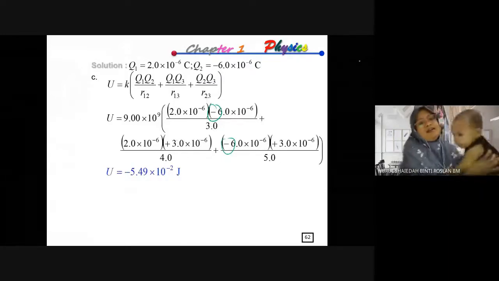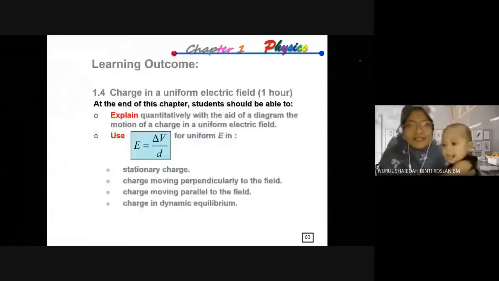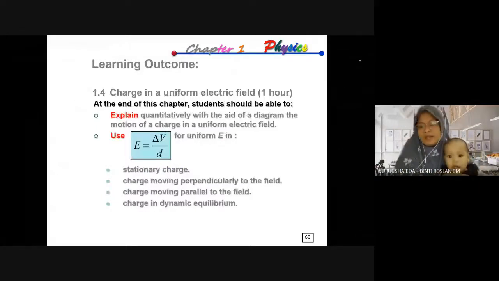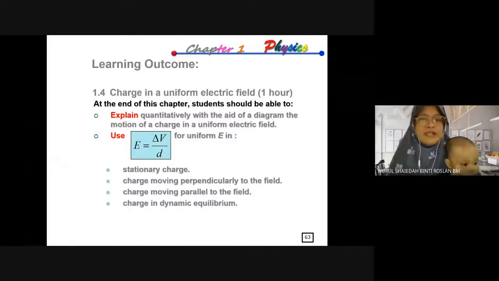Okay, learning outcome yang terakhir. Yang ini kita akan berjumpa welcome back chapter 2 semester 1. Siapa yang ada masalah dengan semester 1 chapter 2 dia akan suffer lah yang dekat sini. That's why it's very important for you kena faham sangat chapter 2 tu. Okay, so learning outcome for this one, you need to find dia adalah charge in uniform electric field.